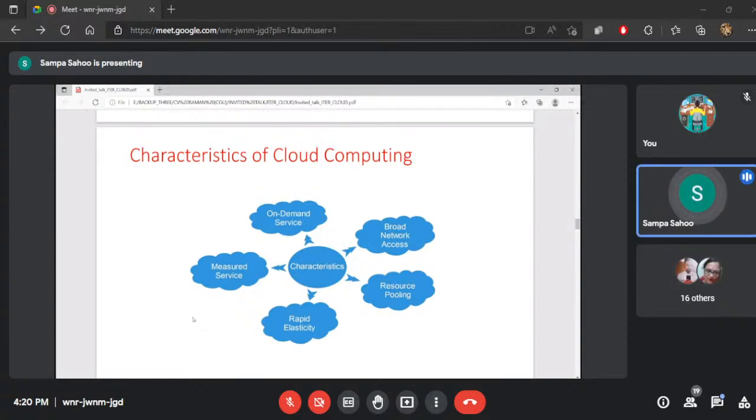Okay, measured service means whatever services are being provided, you will be charged based on the time you have used that particular service. Usually the cloud services are provided based on the number of hours, or if you go on the higher side, then number of months or years, you can rent or subscribe to that particular cloud service, and depending on that you will be charged.